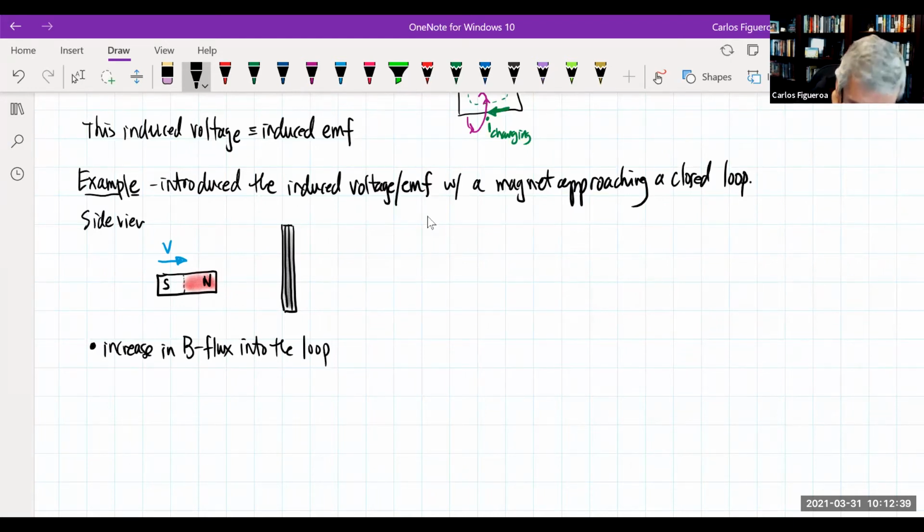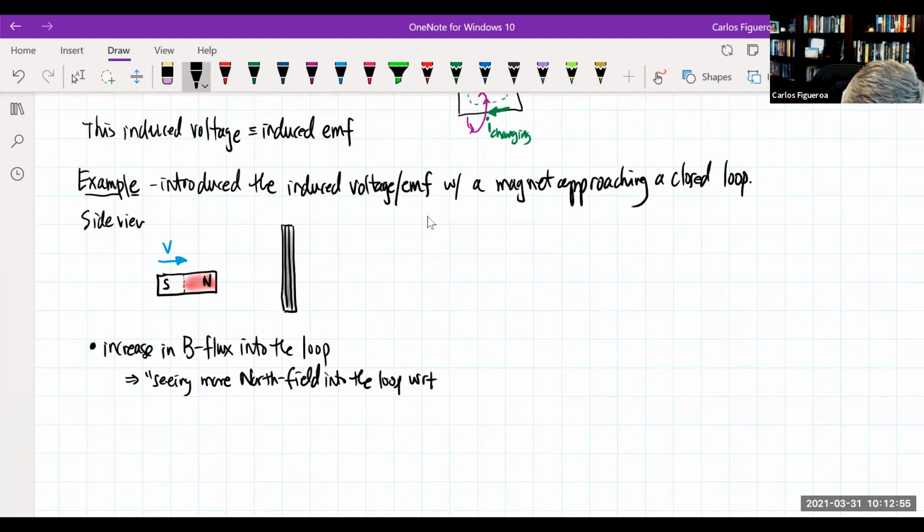Now, how is it increasing? Well, what you're seeing here is that I'm seeing more north field into the loop with respect to time, right? I'm seeing more north magnetic field in. So when I look at this, I'm going to draw a picture and say that as this thing is moving, what's going through here creates an increase in the magnetic field.